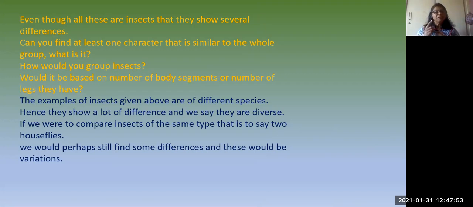In the previous class we covered the characters of the insects, all this. Mostly insects were classified according to the number of legs.